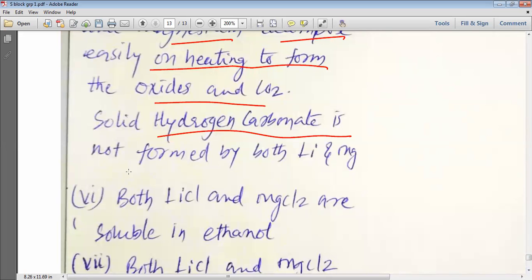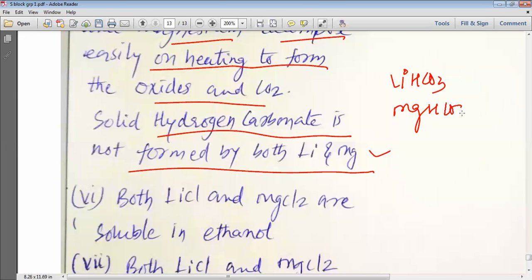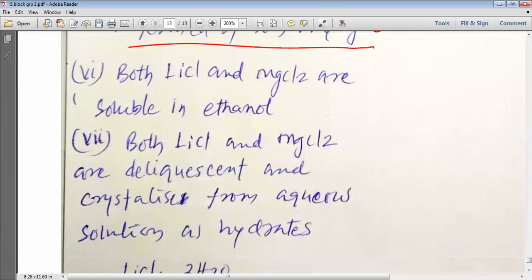Solid hydrogen carbonate is not formed for both lithium and magnesium. So LiHCO3 or MgHCO3, both are not produced in the solid form. Please remember, both lithium chloride and magnesium chloride are soluble in ethanol because they have covalent character. So both lithium and magnesium chloride have covalent character, and that is why they are soluble in ethanol.